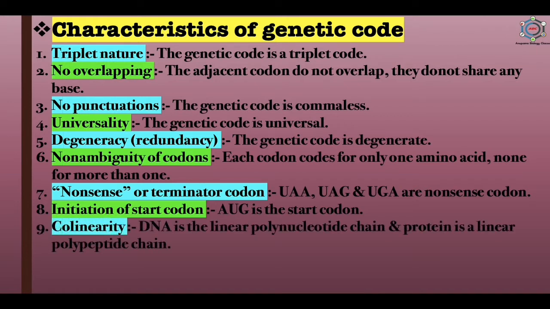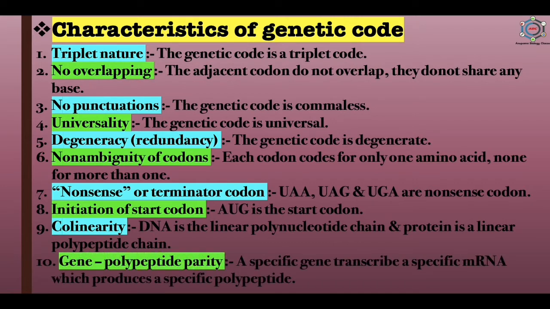Next is collinearity. DNA is a linear polynucleotide chain and the protein is a linear polypeptide chain. The sequence of amino acids in a polypeptide chain corresponds to the sequence of nucleotide bases in the gene that codes for it. Changes in a specific codon in the DNA produce a change of amino acid in the corresponding position in the polypeptide. The gene and the polypeptide it codes for are said to be collinear.